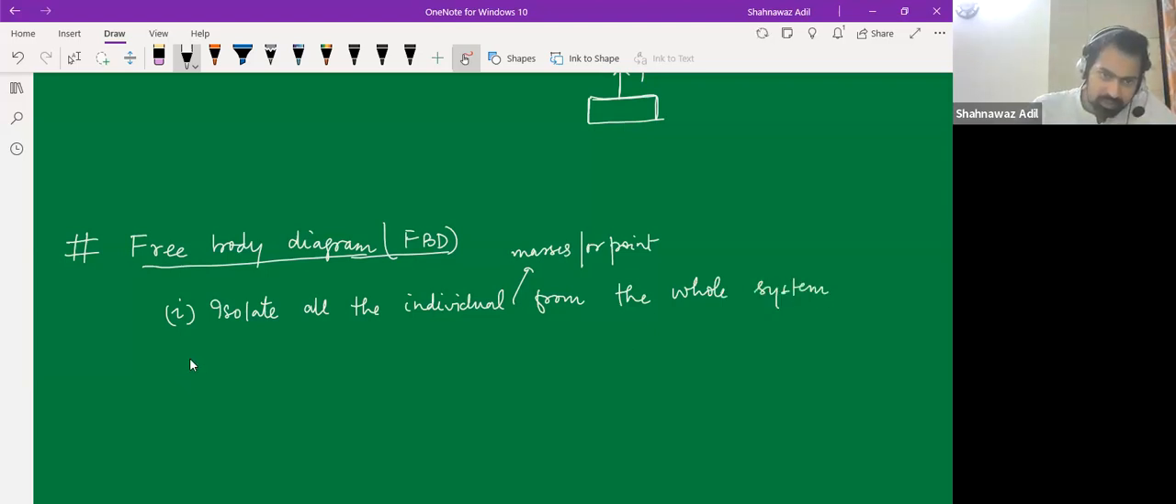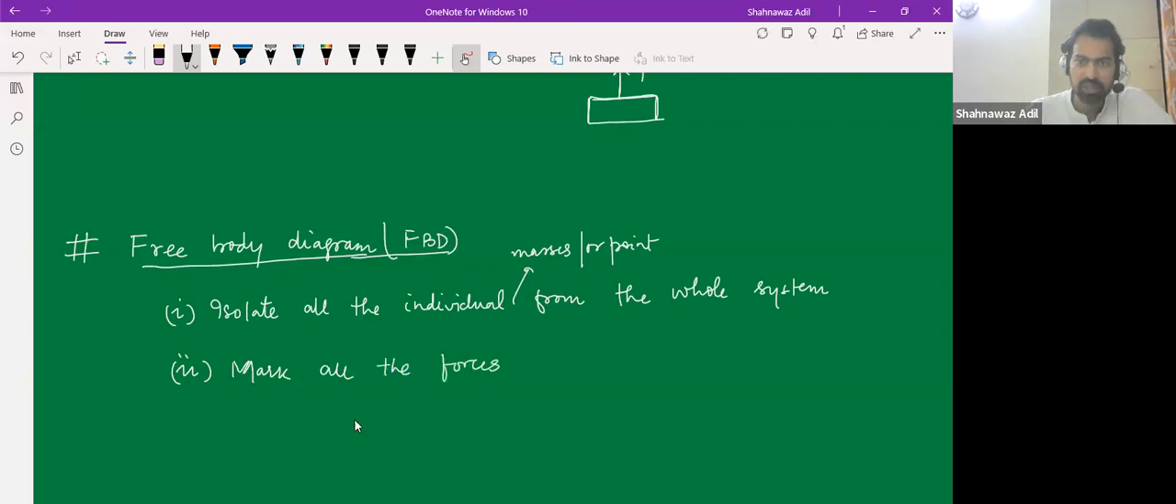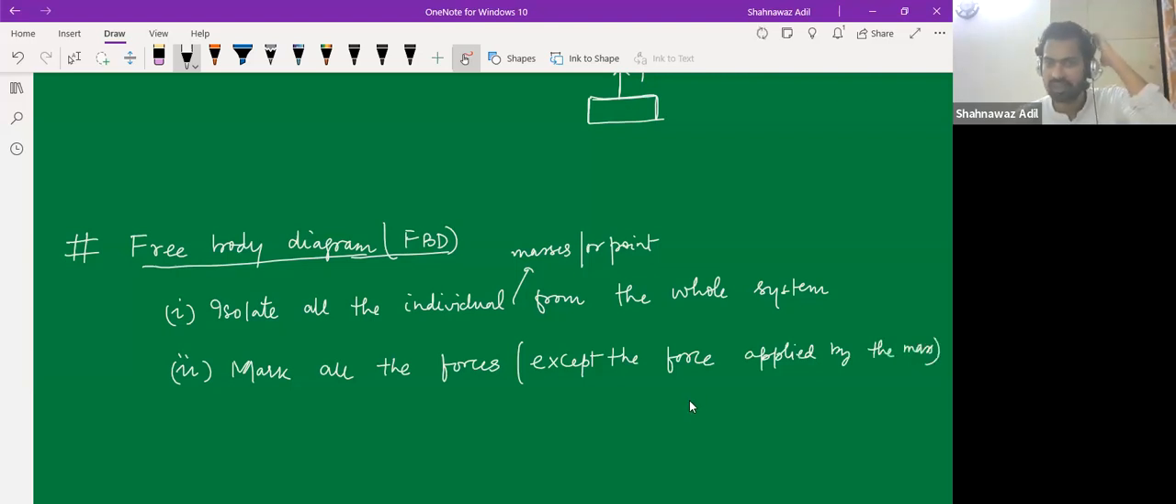And then mark all the forces, except the force applied by the object on the surface. So these are the crucial things that we did in the previous class, right?